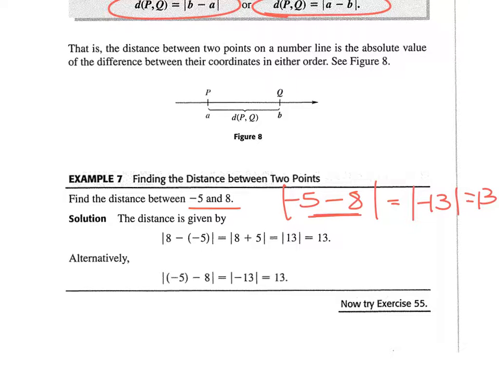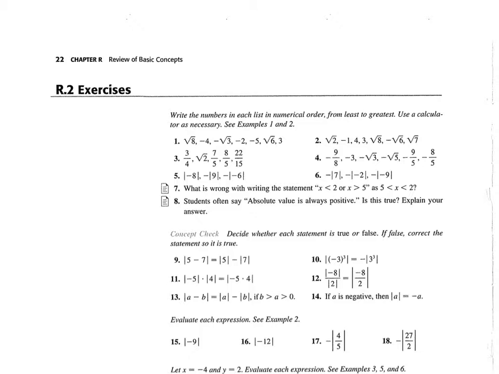And the order won't matter here, because if I did 8 minus a -5, I'd still turn it into 8 plus 5, which would be 13. Absolute value of 13 is still 13. So the order won't matter if you keep it inside the absolute value bars.